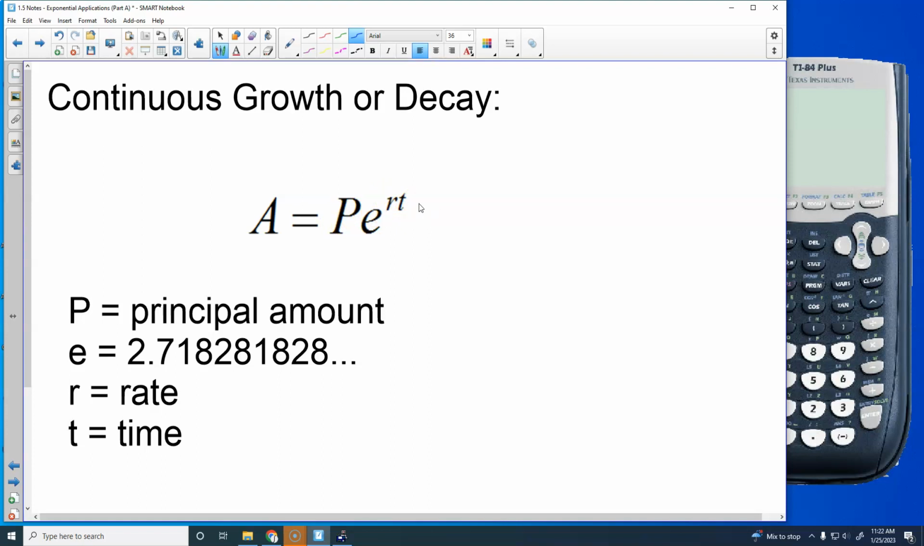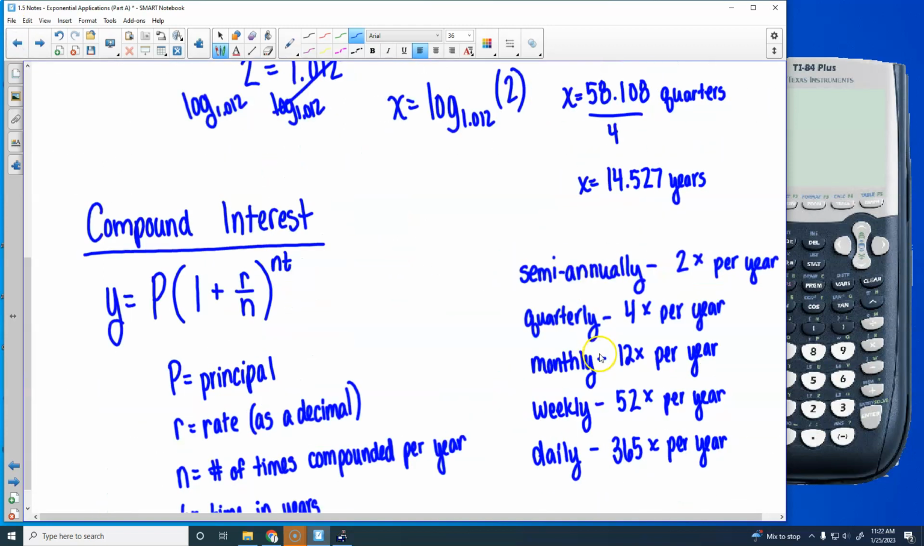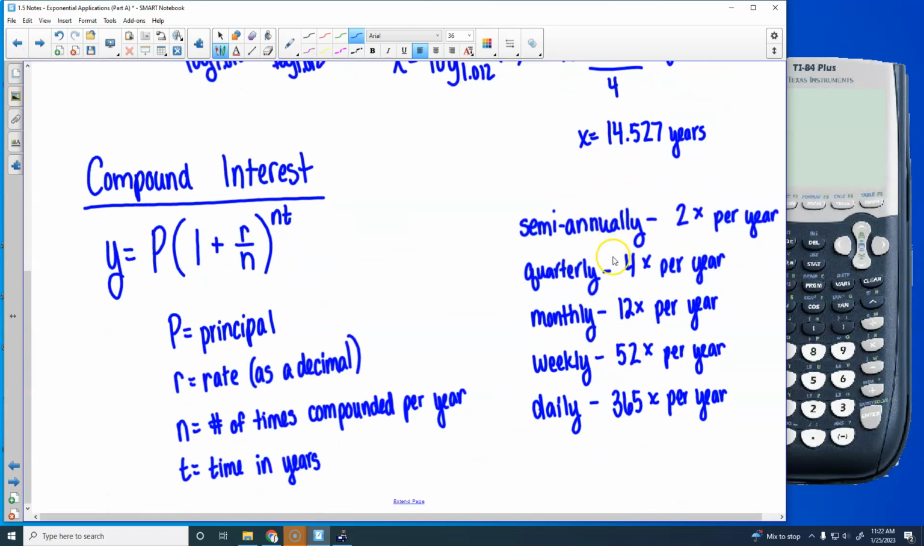Because as we were looking at our list over here, you know, semi-annually, quarterly, monthly, weekly, daily, you could keep going, compounded every hour, every minute, every second. I promise I won't ask you to do those. The most I might ask you is for daily there. And if I do daily, I'll probably have like 3.65 or something that'll divide fairly easily as your rate.